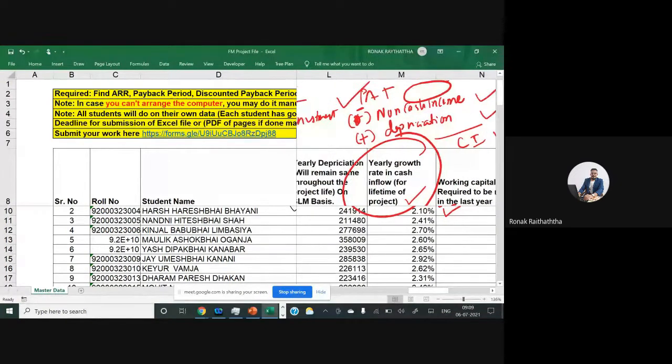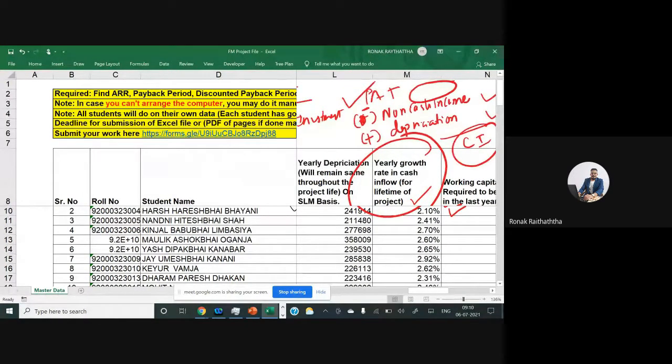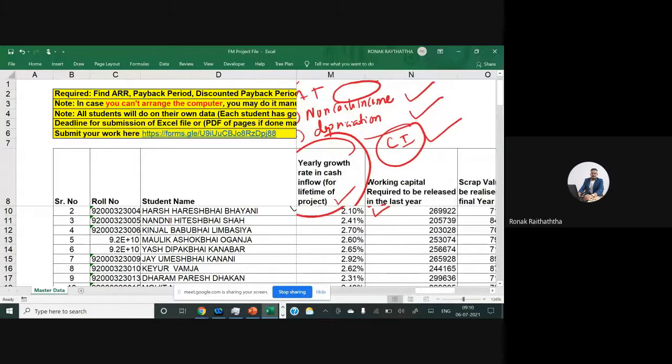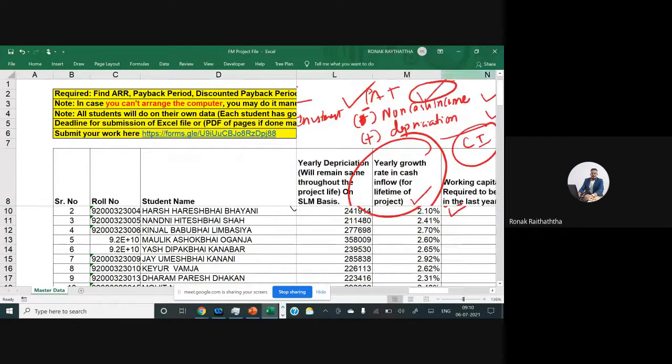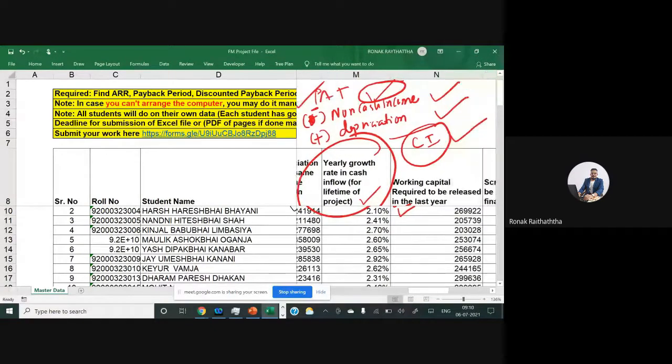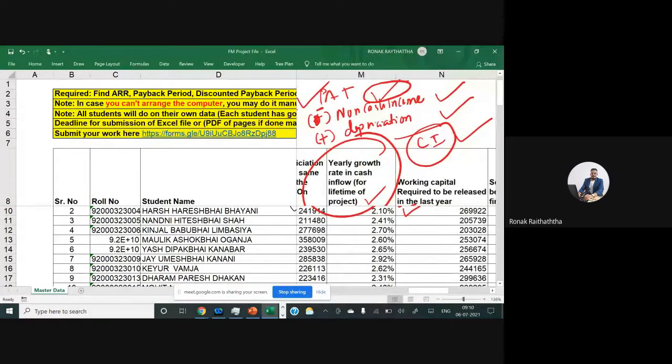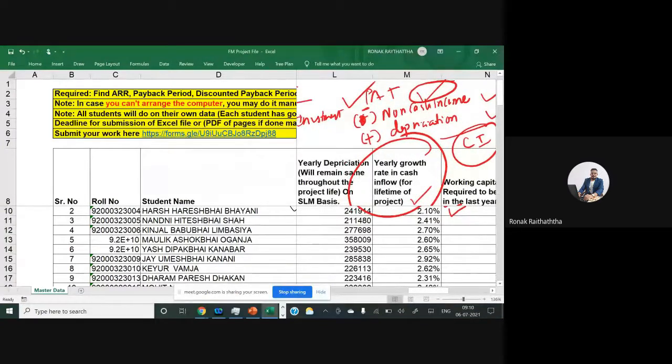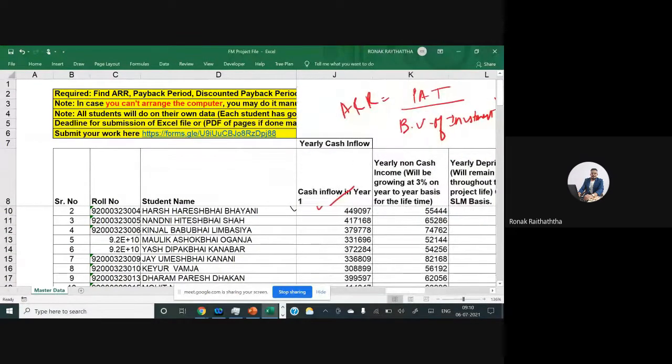Earlier in the questions, we were finding the CI and we were using this formula. What was the formula? Telling you again. PAT minus non-cash income plus depreciation. So you were getting the CI. Here you have got the CI in this question, which is the cash inflow on a yearly basis. Depreciation is also given. Non-cash income is also given. So you can find the PAT by applying the reverse formula. Anyway, let's move ahead. So this will be your ARR.